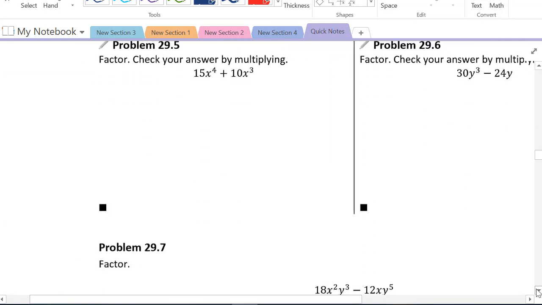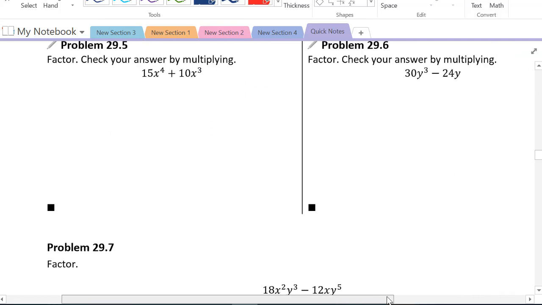Okay, let's look at this one. So for this one, same thing. We're going to look at the numbers this time. Okay, so we have 15 and then we have 10. What number can go into both? 5. But this time, let's look at the variables as well.